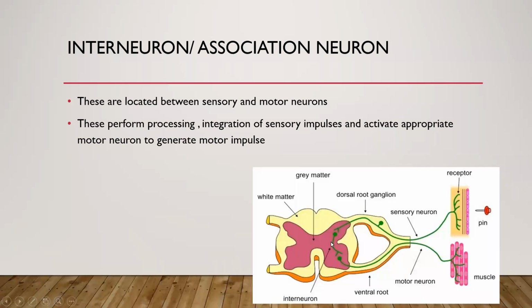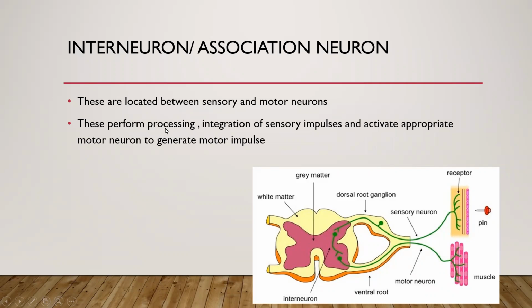Why is it called the association neuron? Because it helps in transfer of electrical impulses, that is the message, from the sensory neuron to the motor neuron. As it is present between the sensory neuron, that is the afferent neuron, and the efferent neuron, that is why it is also called the association neuron. That means it helps to transfer the electrical impulse from the sensory to the motor, or from the motor to the sensory. Now, what is the function of the association neuron or interneuron?